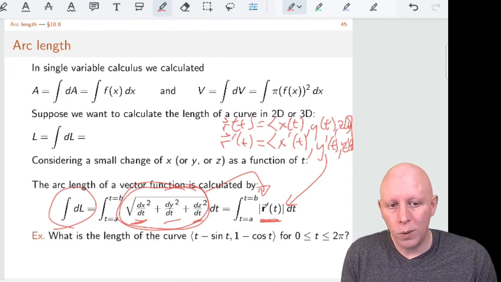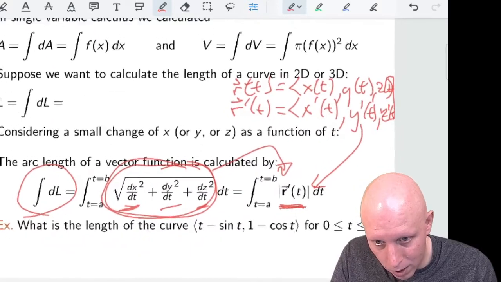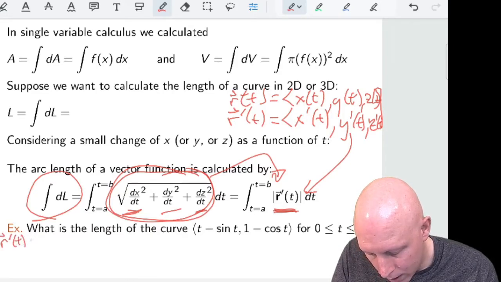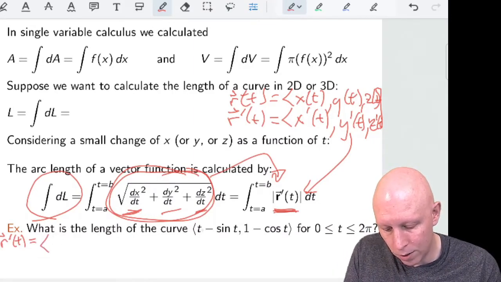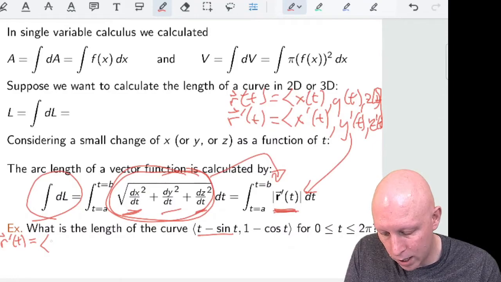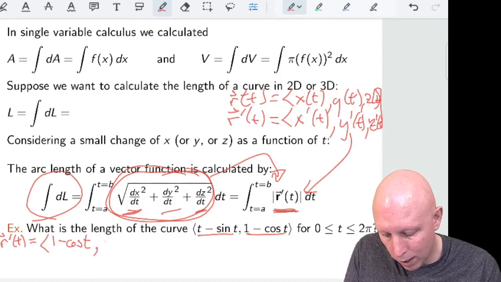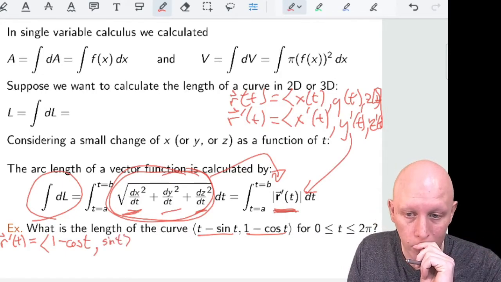So what our formula says is that we need to find r prime of t. I'm going to make this a bit bigger. So we take the derivative of each of the components. What do we get? The derivative of t minus sine of t is 1 minus cosine of t, and the derivative of 1 minus cosine of t is 0 plus sine of t. So this is r prime of t.